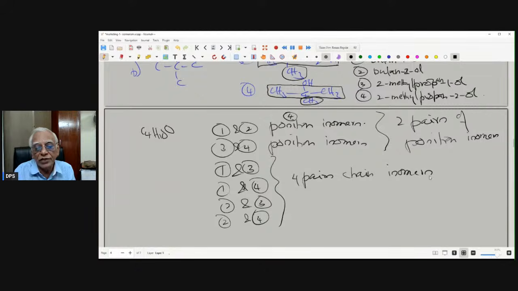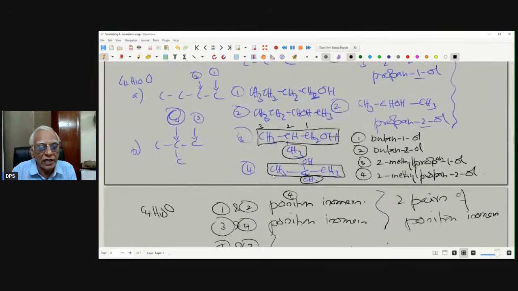Or they can ask you the ratio between the number of pairs of position isomers to pairs of chain isomers: 2:4 or 1:2 or whatever may be the case. And that is an IIT question for you. Asking you the relationship is going to be a main examination question, and asking you the IUPAC name is the NCERT and NEET examination question.